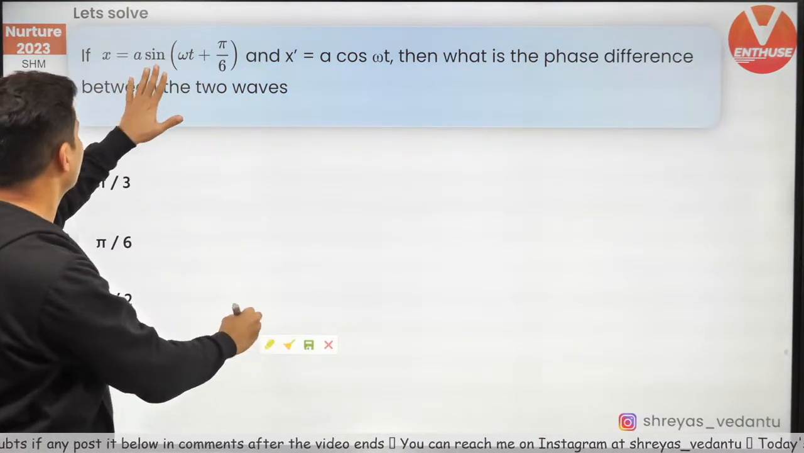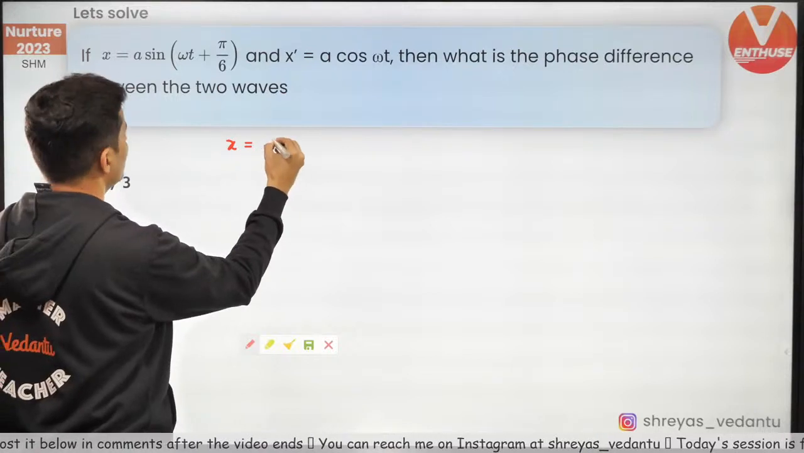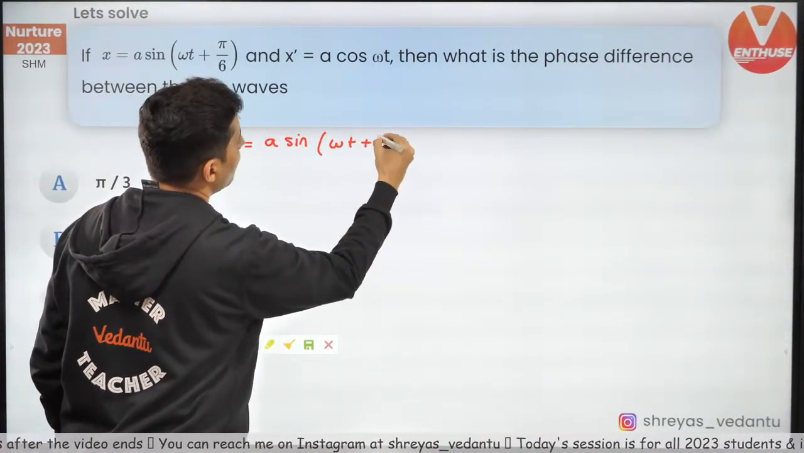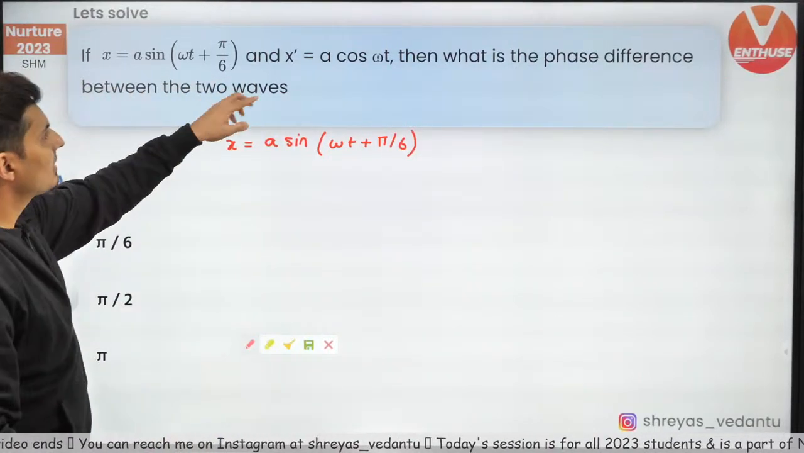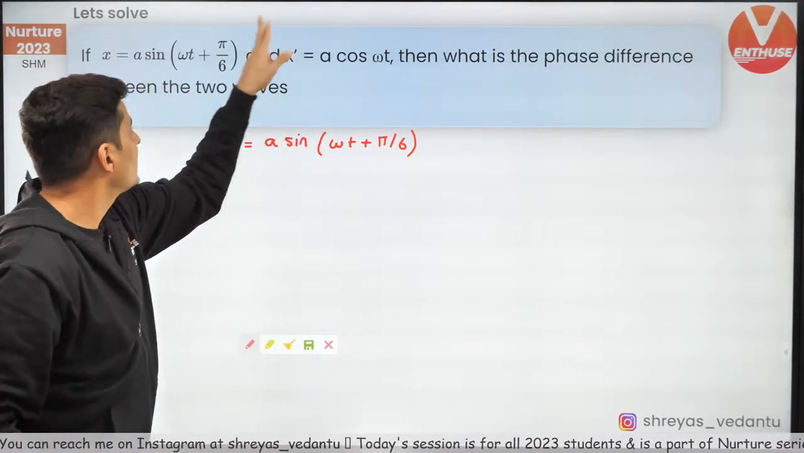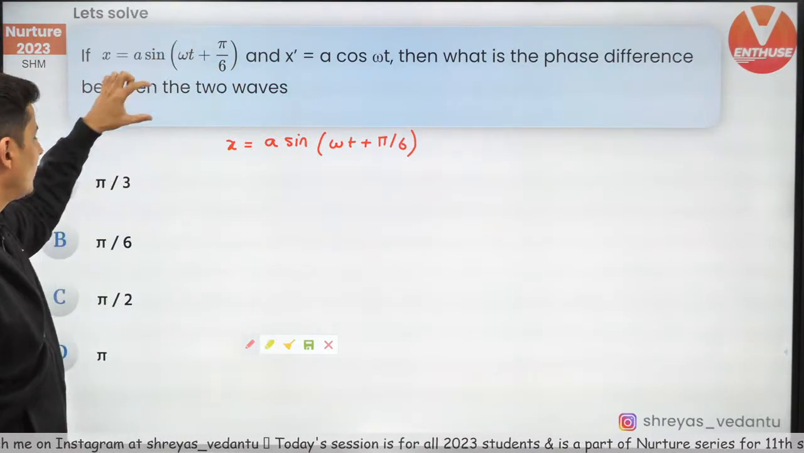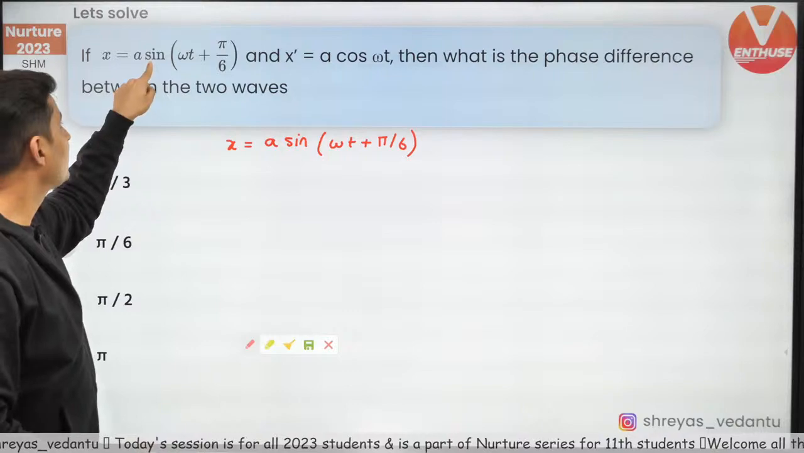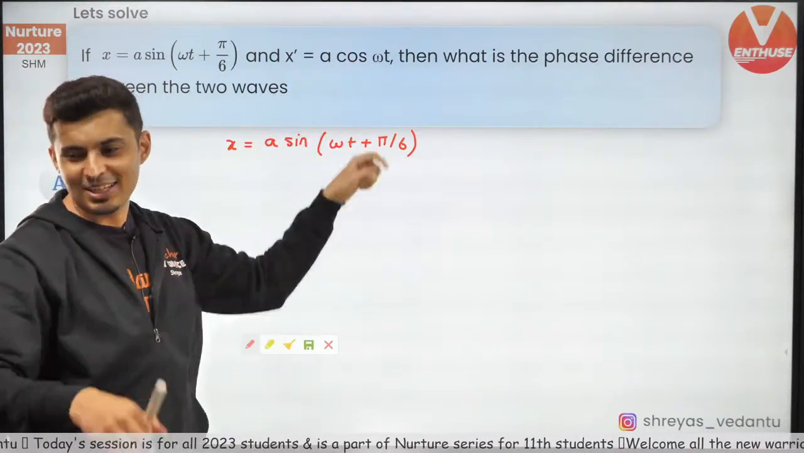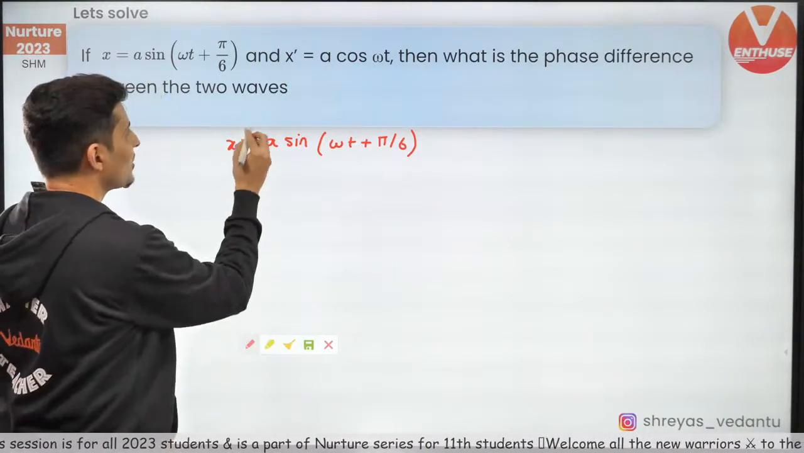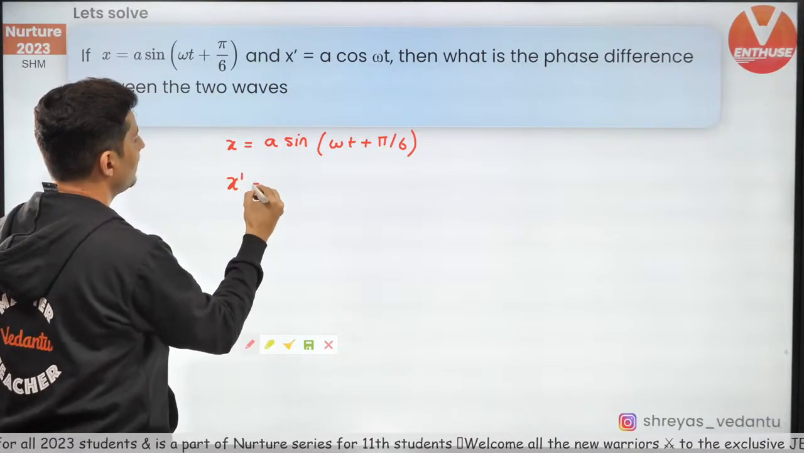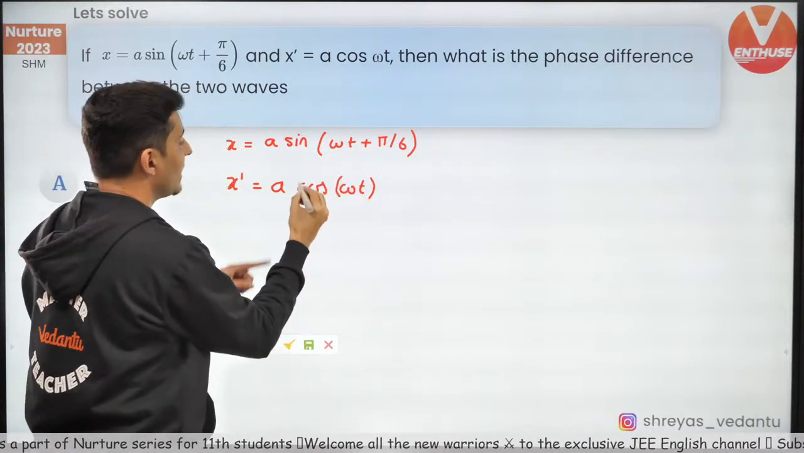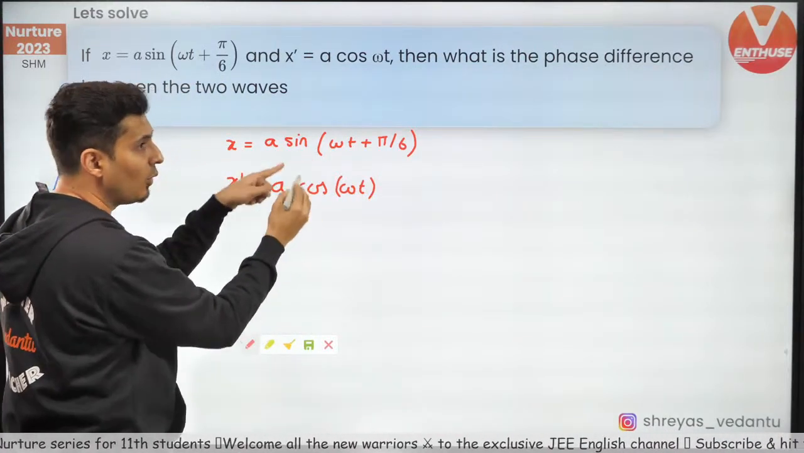If you notice, X is just A sine omega t plus pi by 6. You might think, sir, this has just omega t, this has omega t plus pi by 6, so the phase difference is pi by 6, hence the answer is B. But let me warn you, this is sine, this is cosine, so you cannot just take the difference. Be very careful. So when you write x prime, it is A cos omega t, of course, but try to bring it in the same format.